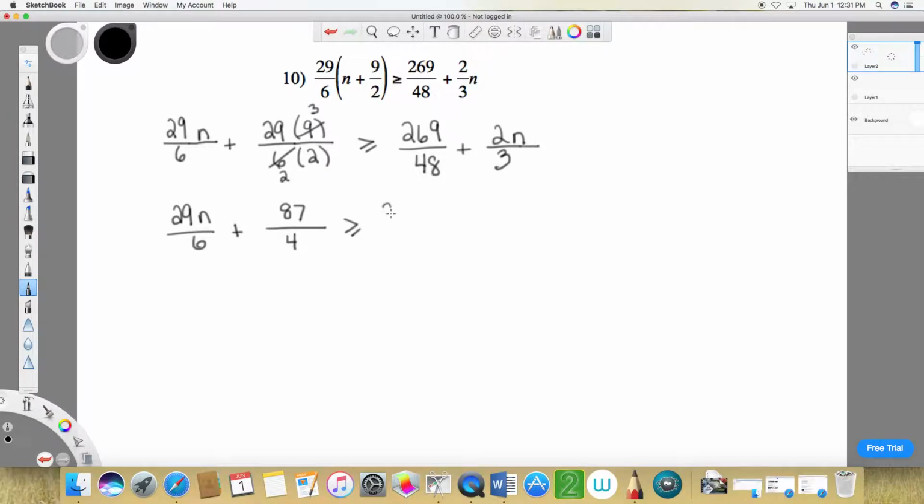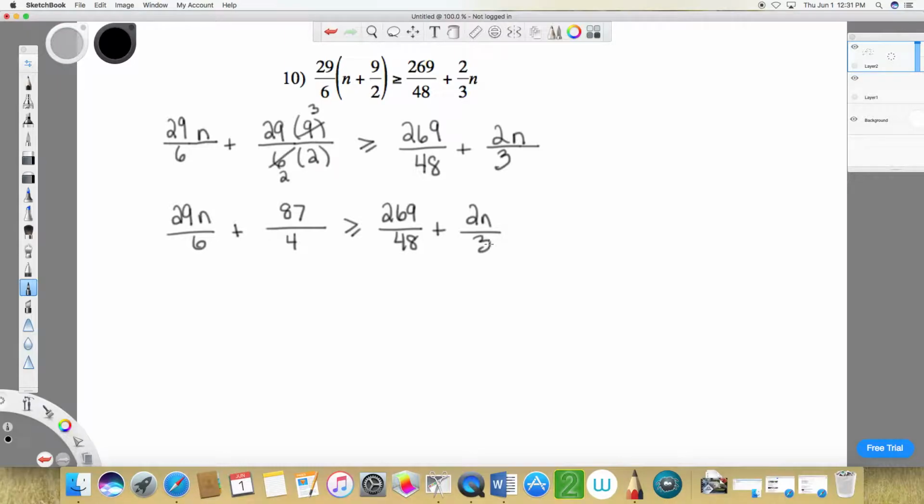Greater than or equal to 269 over 48. I don't believe that that reduces, but I can check that real quick on my calculator. At school, I have a calculator that displays online, one of these graphing calculators, but here at home, I don't have a way to display this online, so you really can't see what I'm keying. Yeah, that does not reduce. I didn't think it did.